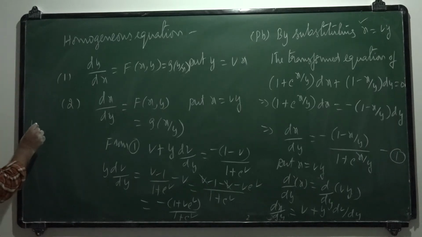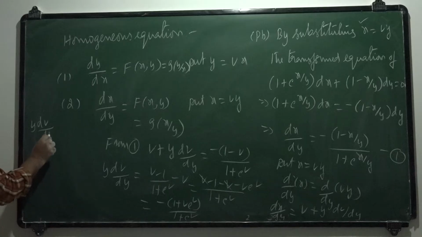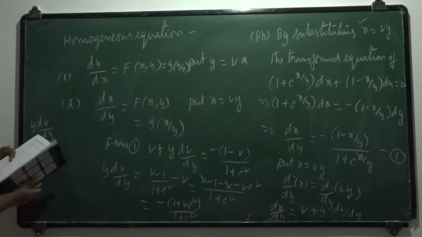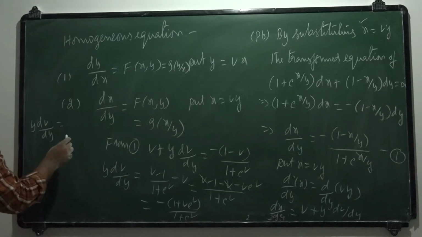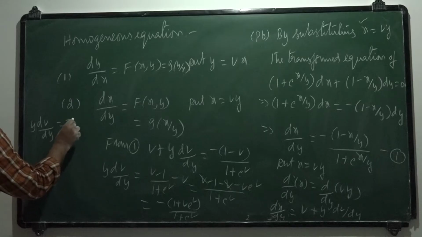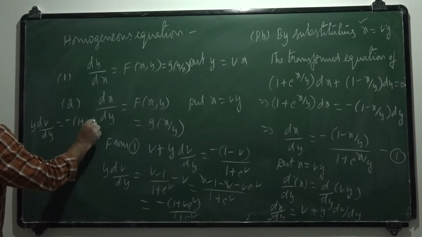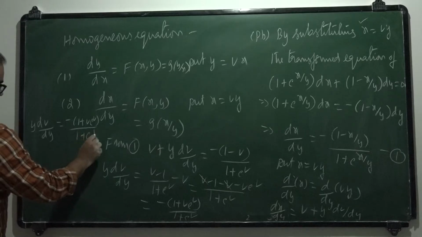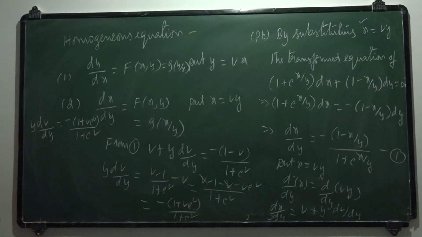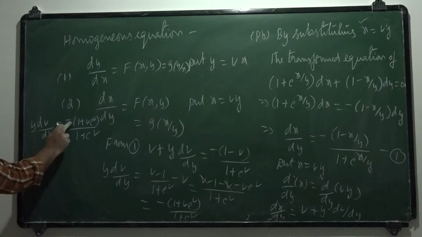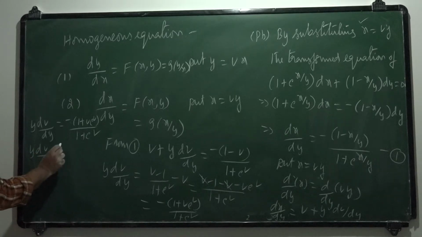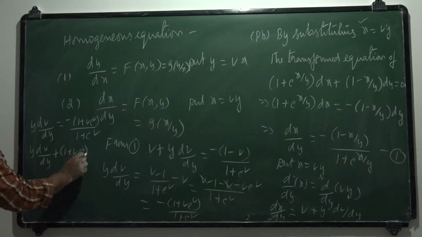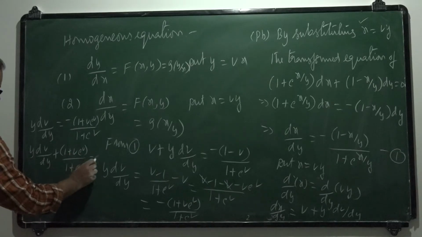Now y into dv by dy is equal to minus of (1 plus v into e power v) by (1 plus e power v). Take this term to the left hand side, we get y into dv by dy plus (1 plus v into e power v) is equal to 0.